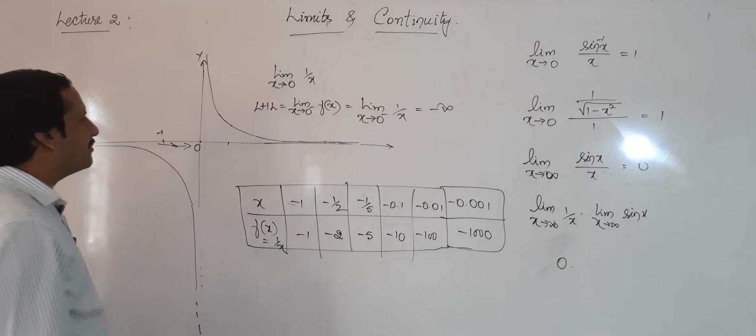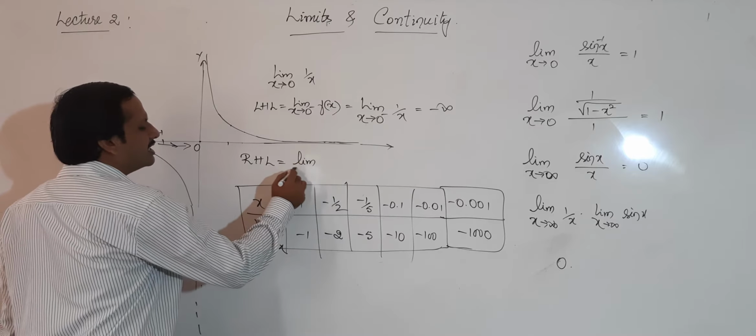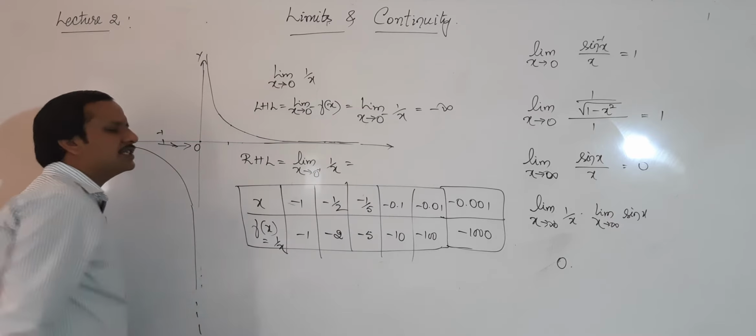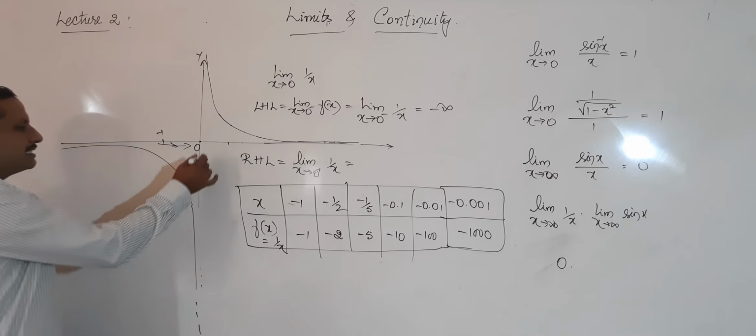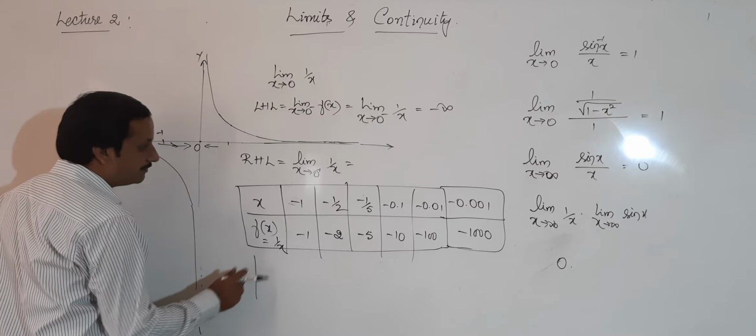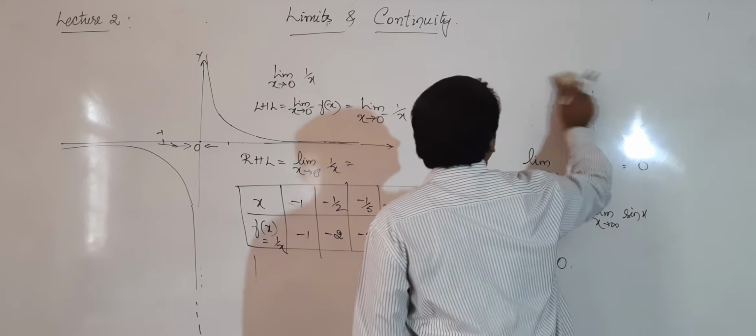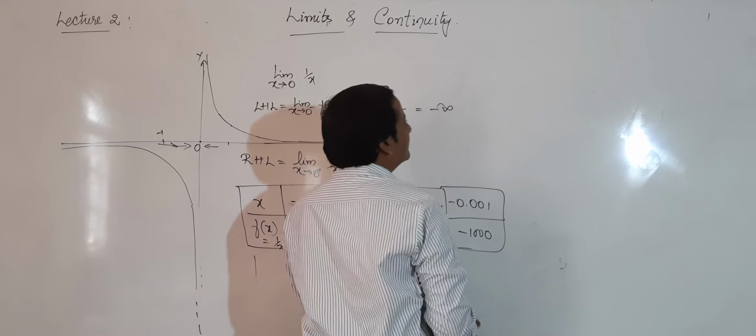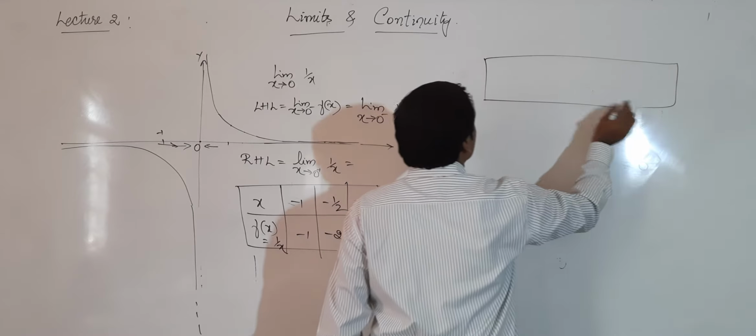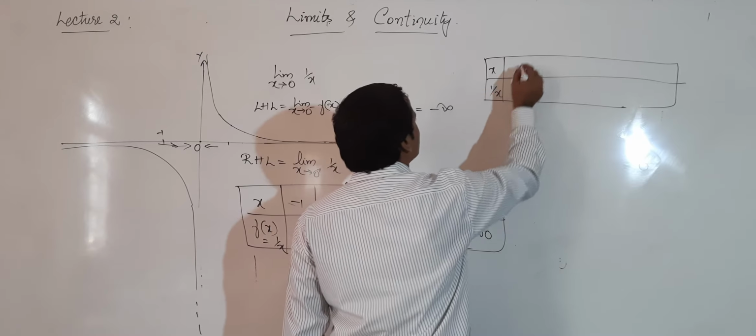Then let us see what happens to right hand limit. Right hand limit means limit x tends to 0 plus 1 by x. x is approaching 0 from right side. When x is approaching 0 from right side, I'll write a table for this also. x, 1 by x.